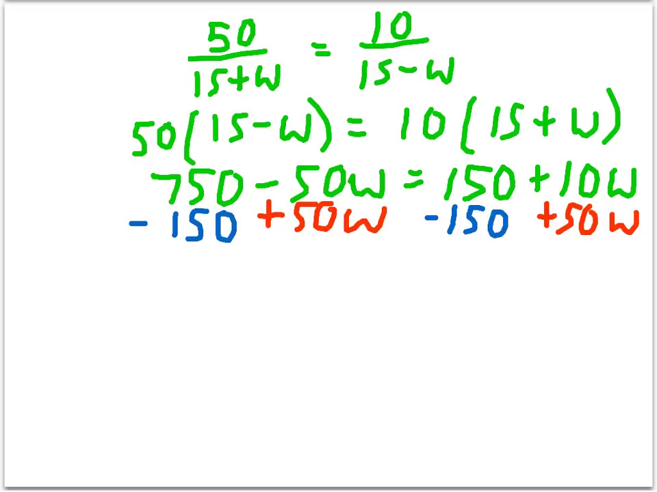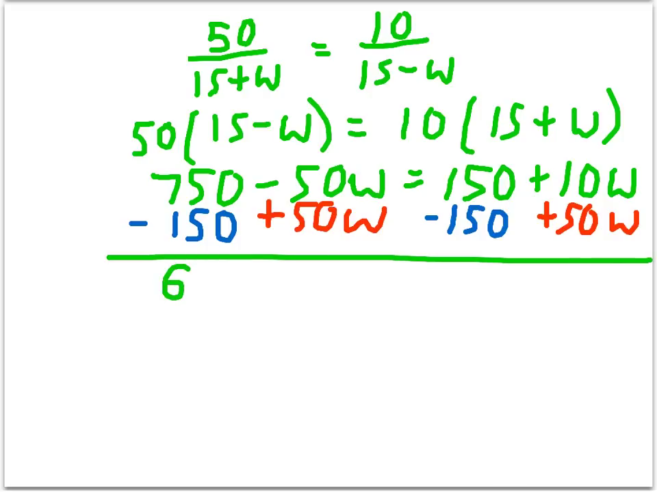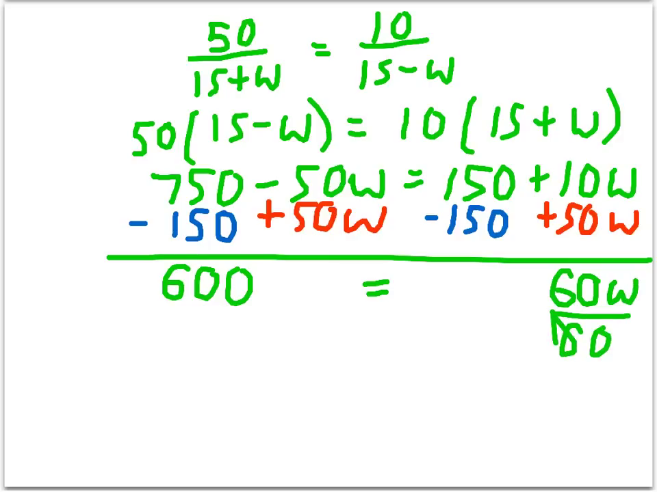Now, notice what I have left after I've done this. On the left side, I have 600. My w's are gone. And as far as the numbers go, I have 60w. So I can divide both sides by 60, and I get that w equals 10. So the wind is 10 miles per hour. Kind of a slick way to be able to figure that out.